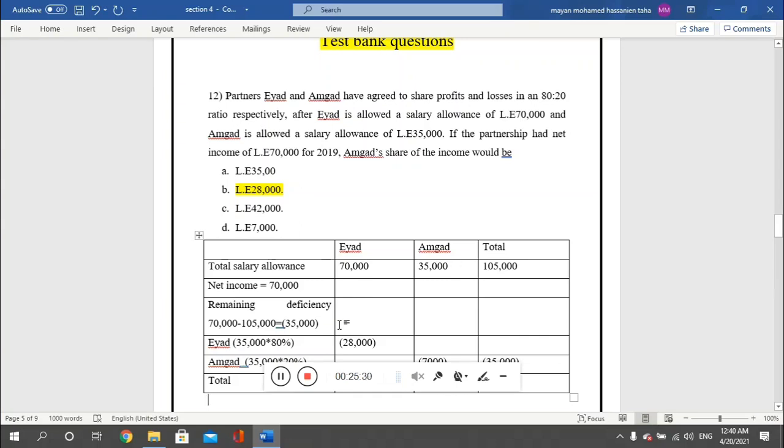Partners Iyad and Amgad have agreed to share profits and losses in 80-20 ratios respectively. After Iyad is allowed a salary allowance of 70,000 livre Egyptian and Amgad is allowed a salary allowance of 35,000 livre Egyptian, if a partnership had net income of 70,000 livre Egyptian. So this is the amount of income that we need to divide for 2019.